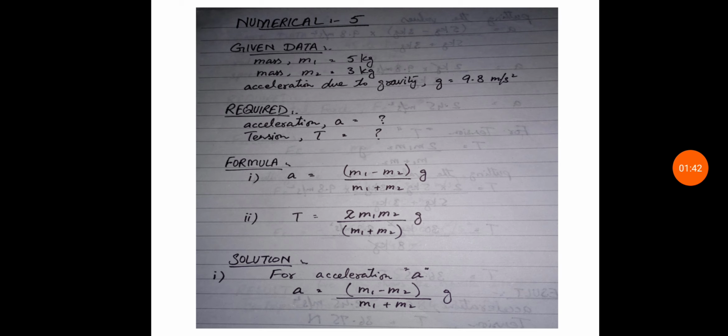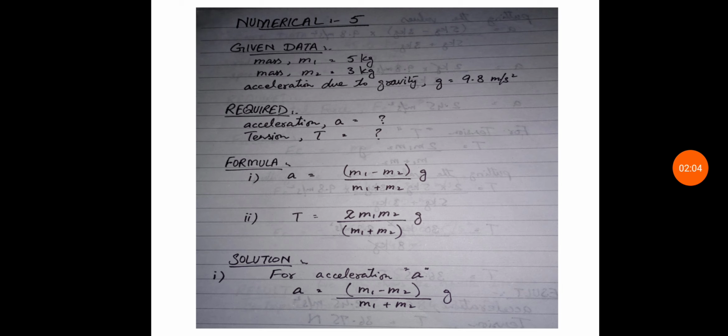Now the formula for acceleration is a equals to m1 minus m2 into g divided by m1 plus m2, which we have already proved in the topic of Atwood's machine. And the tension T equals to 2 m1 m2 into g divided by m1 plus m2. Now first finding the acceleration.